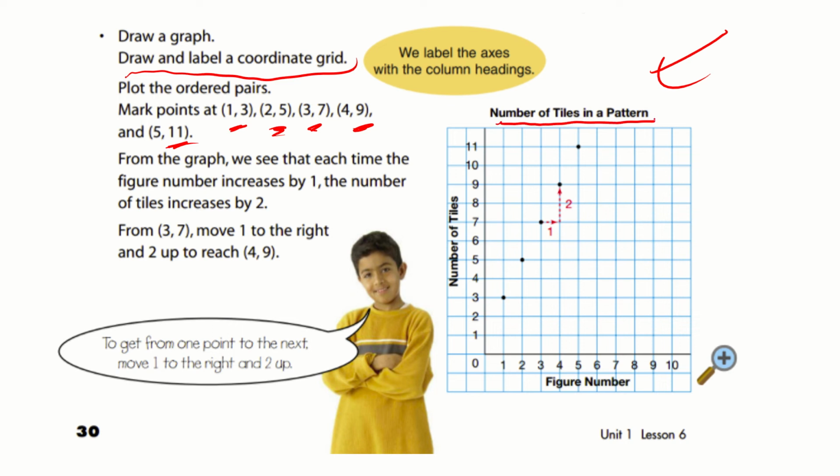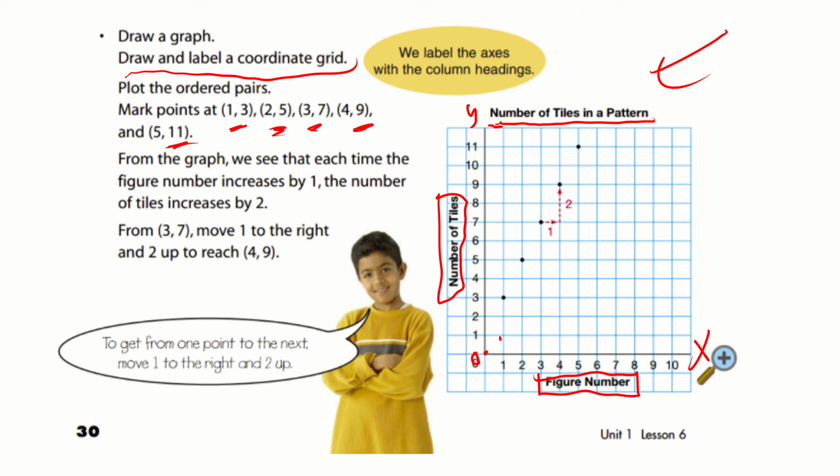There are lots of important things with graphing. The first is you need a title. We called it number of tiles in a pattern. Then you have to label your x-axis. So we have figure number, x, okay? And you need to label your y-axis, which is number of tiles. Then it's very important that you add the 0, okay, which shows right here.